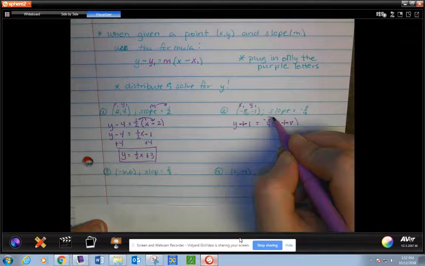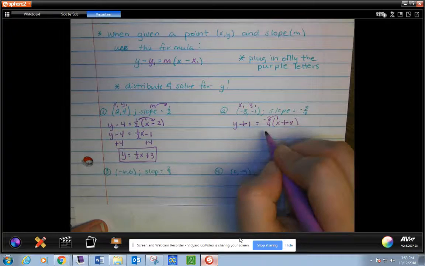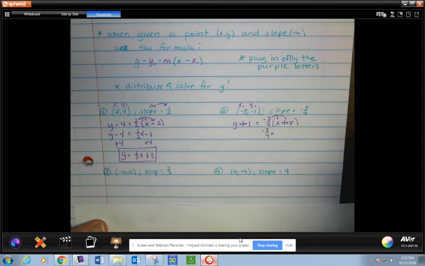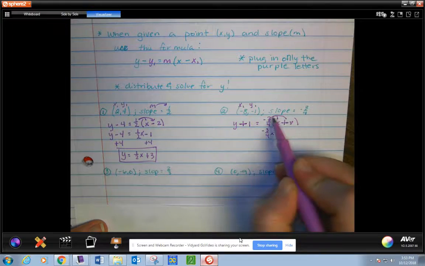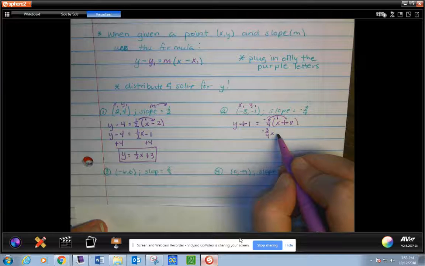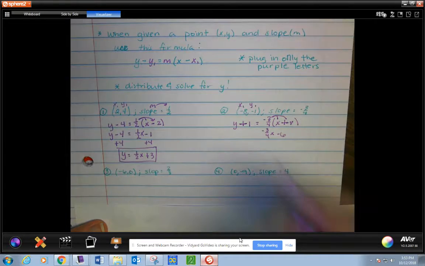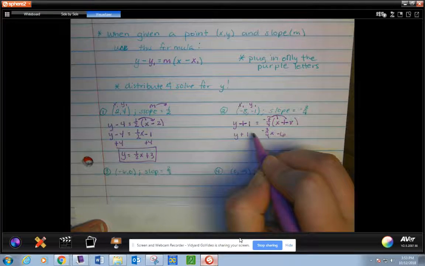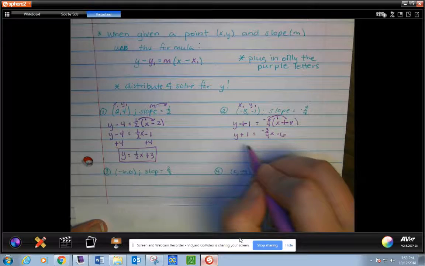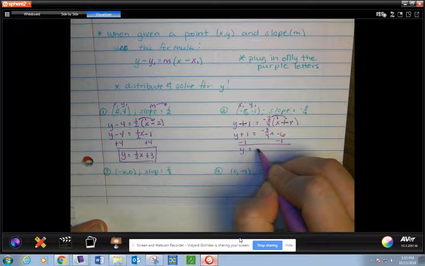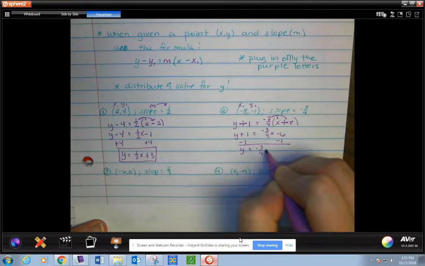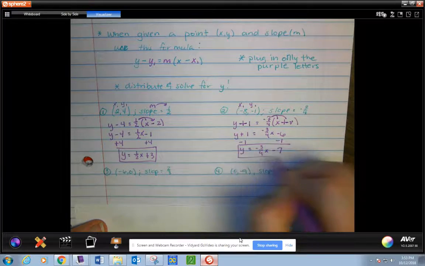So now I'm just going to distribute and solve. -3/4 times x is -3/4 x, and -3/4 times 8. So -3 times 8 is -24, and -24 divided by 4 is -6. Then I'm going to bring down my y plus 1 equals on the left side. To get y by itself, I'm going to subtract 1. That gives me y equals -3/4 x minus 7. And that's my final answer.